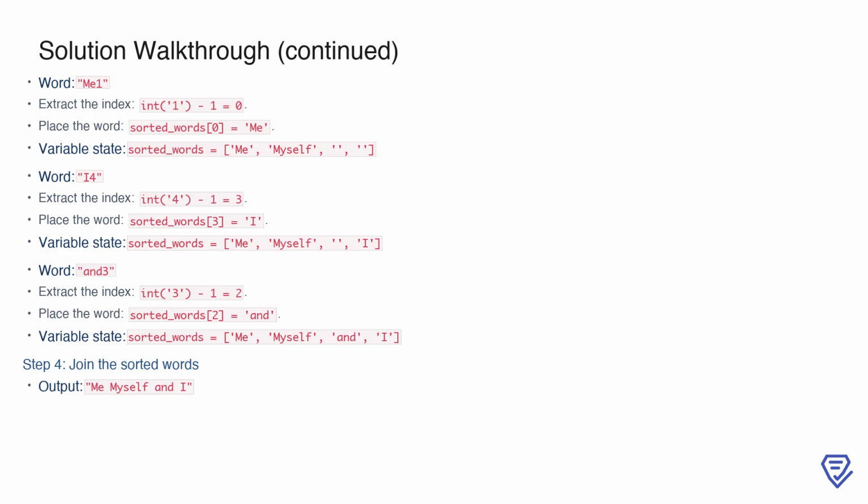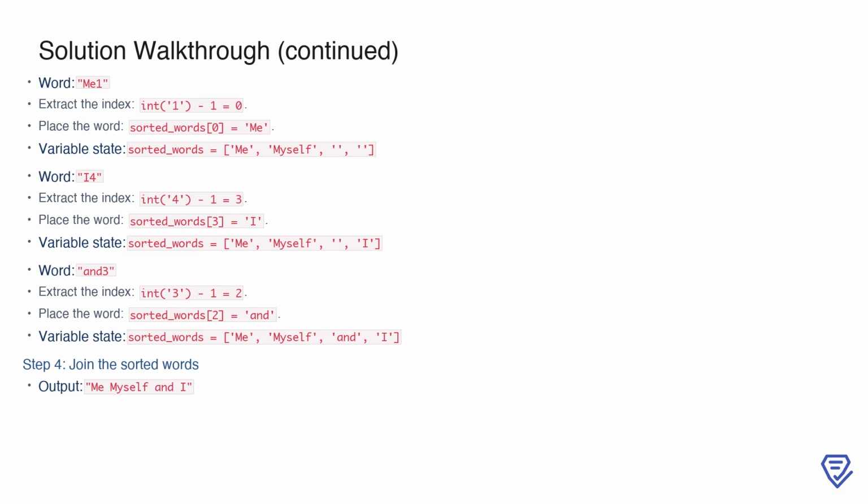Starting with "myself2", we extract the index, which is 1, and place the word "myself" at this position in sorted_words. This makes the state of sorted_words ["", "myself", "", ""]. Next, for "me1", the index is 0, so we place "me" at the beginning of the list, resulting in sorted_words equals ["me", "myself", "", ""].